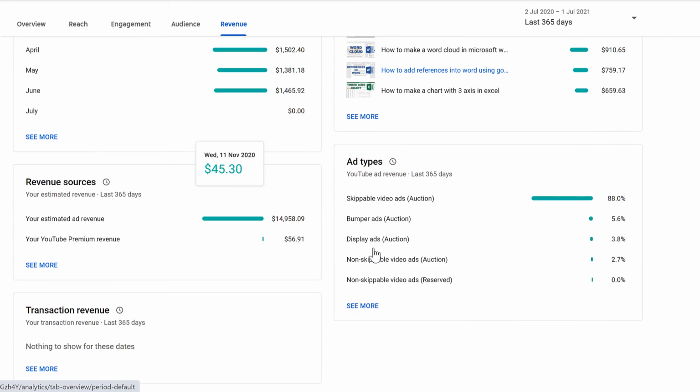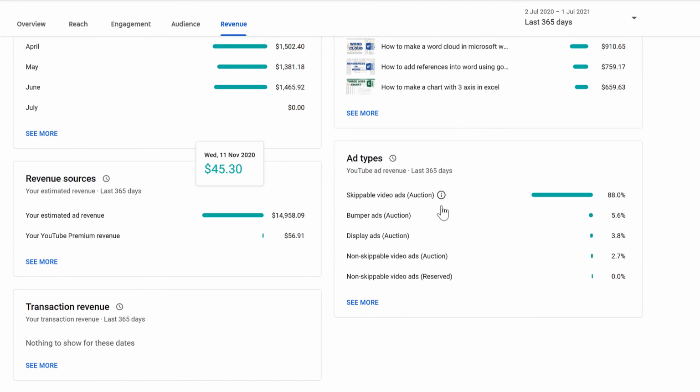Then if we scroll down further, I can also see the money that I get from different types of ads. So most of my money comes from skippable video ads. And I think this is mostly just because skippable video ads are the most common type of ad on YouTube. And then I can also see here that I'm getting a little bit of money from YouTube Premium. And YouTube Premium is a service that you can sign up for if you don't want to have to watch advertisements on YouTube videos. But most people don't do this, so it's only a small amount of money.